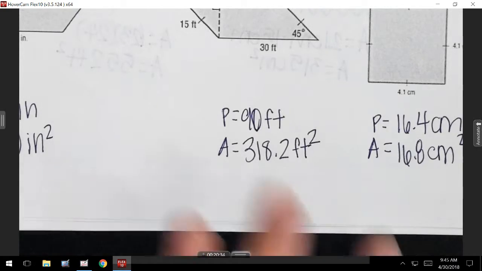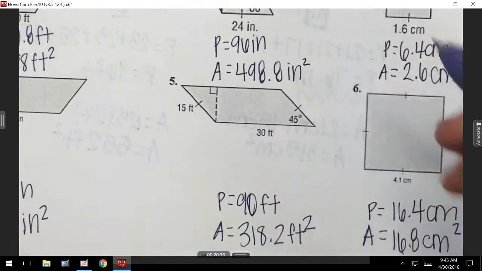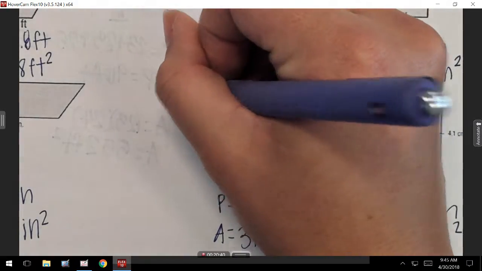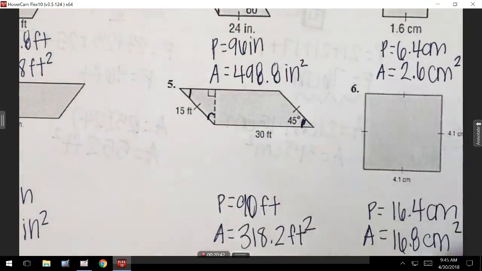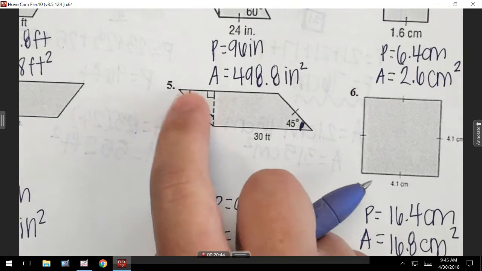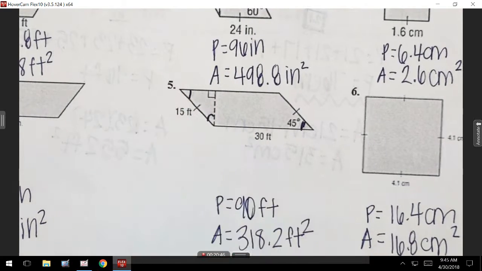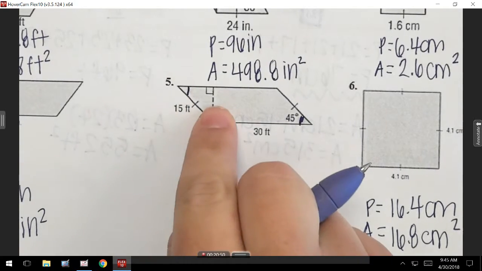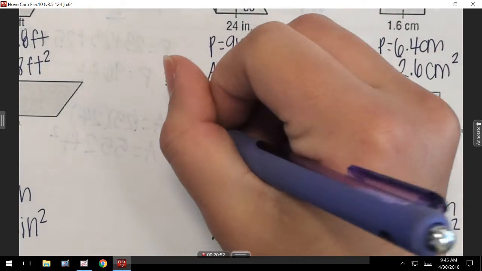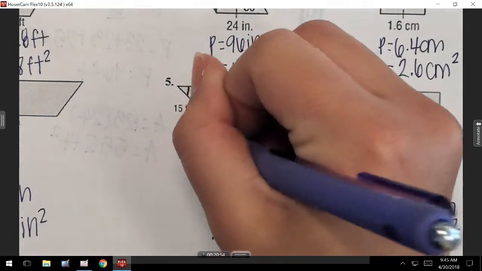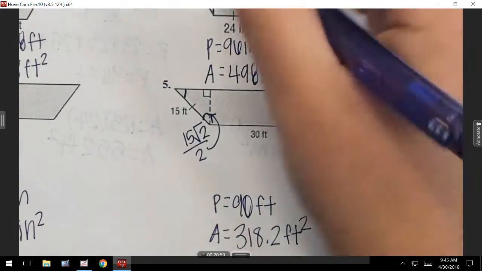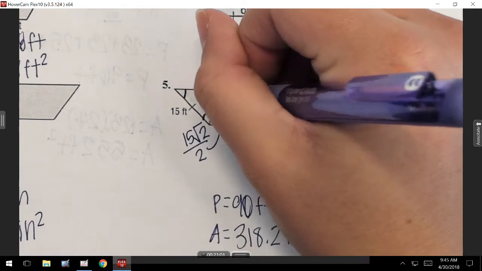5. It wasn't necessarily hard if you remembered if this is 45, so is this, and that makes this 45 as well. So you have the hypotenuse and you have to find the legs. This is the case I talked about earlier, right? To find the leg, you can't just put 15 here. You have to do 15 square root of 2 divided by 2 to get your height. I got that to be 10.6.